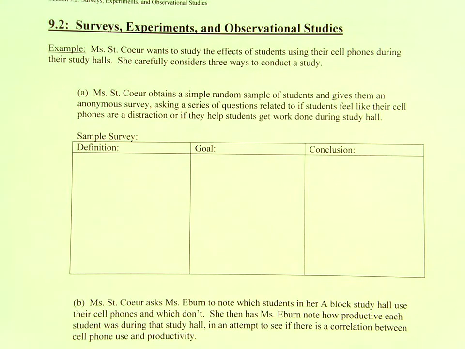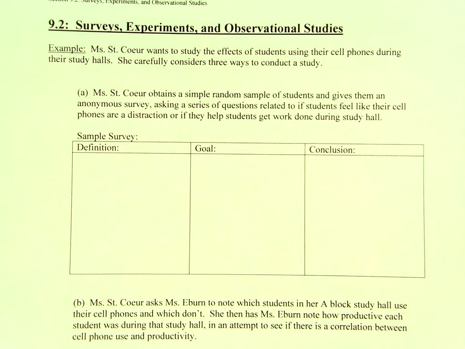So continuing our study of statistics, we're going to move into section 9.2 about surveys, experiments, and observational studies. Section 9.1 was all about trying to create a good sample that was representative of the population. Now we're going to focus on, once we have that good representative sample, how can we make sure we're collecting good, valid data from that sample?